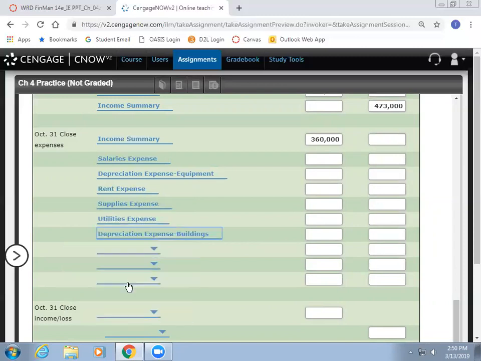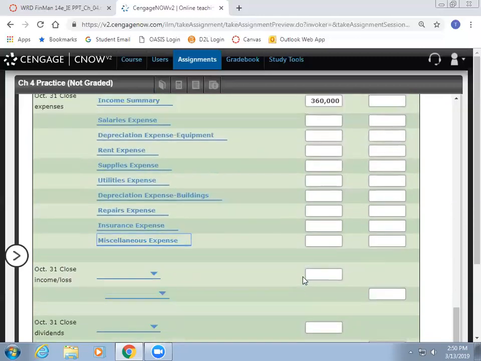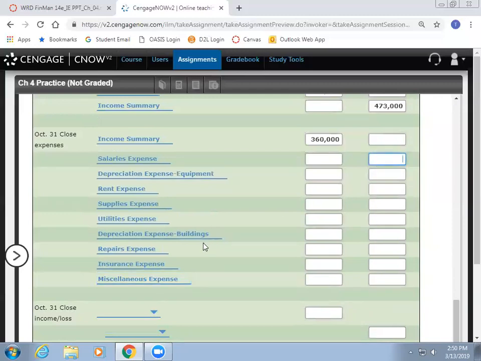Utilities, depreciation, repairs, insurance, miscellaneous. So I would credit each of their balances. And this can either be taken from the income statement at this point or from your unadjusted trial balance. They're the same numbers. I'd print off the income statement from the homework and do them that way.